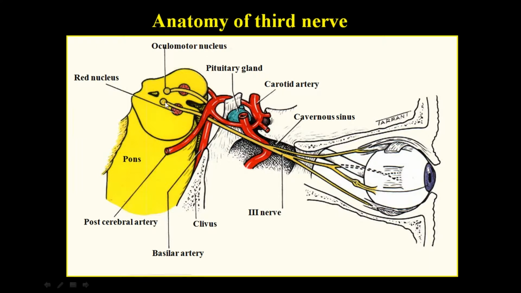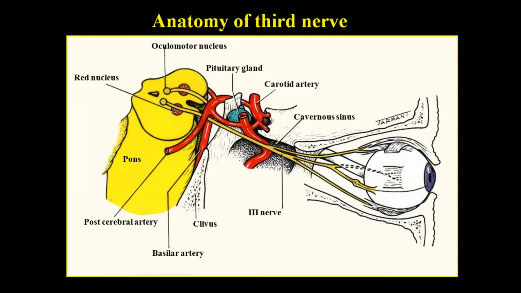So this is the nucleus of the third nerve. From there, it passes by the red nucleus, then the superior cerebellar peduncles, and it passes between the posterior cerebral artery and the superior cerebellar artery, and then along the posterior communicating artery. It also has a relationship within the cavernous sinus. Once it exits the cavernous sinus, it passes through the superior orbital fissure and then enters the orbit. So this is the normal pathway, and a lesion can be anywhere along the pathway.